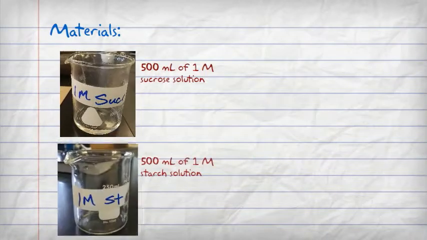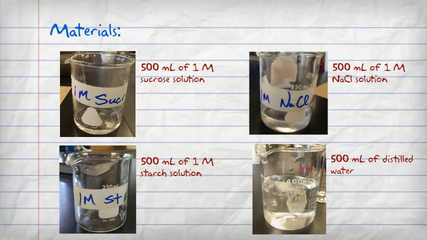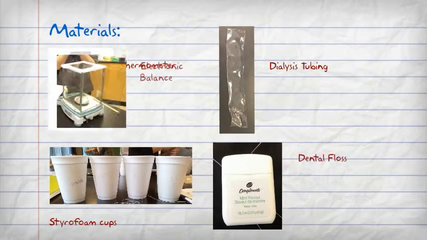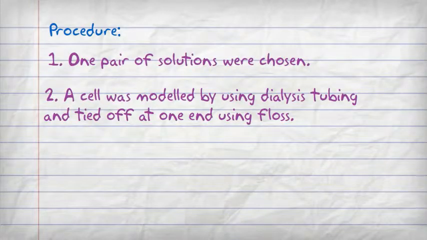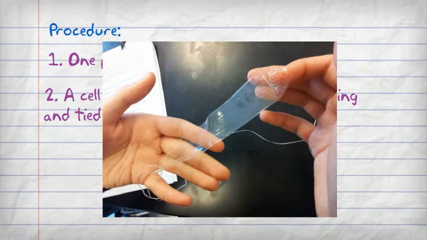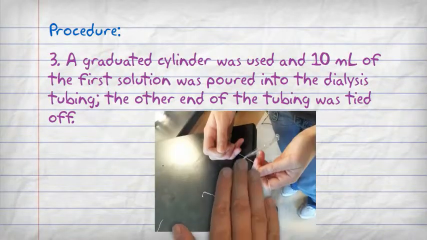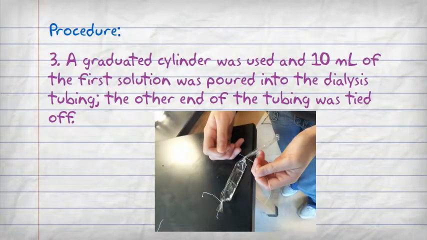Materials used. Procedure: one pair of solutions was chosen. A cell was modeled by using dialysis tubing and tied off at one end using floss. A graduated cylinder was used and 10 milliliters of the first solution was poured into the dialysis tubing. The other end of the tubing was tied off.